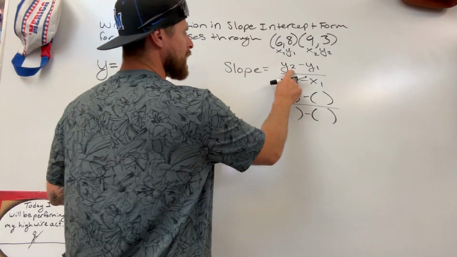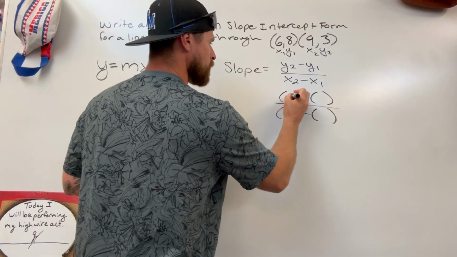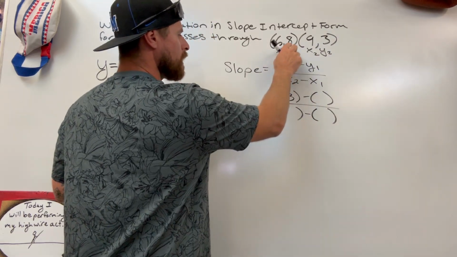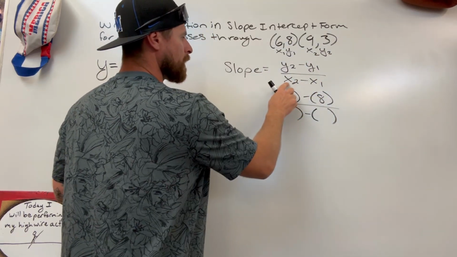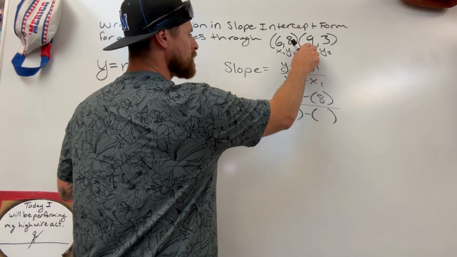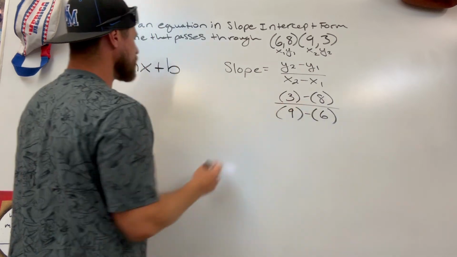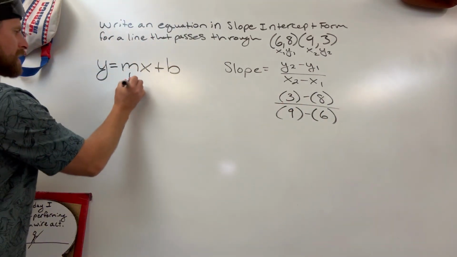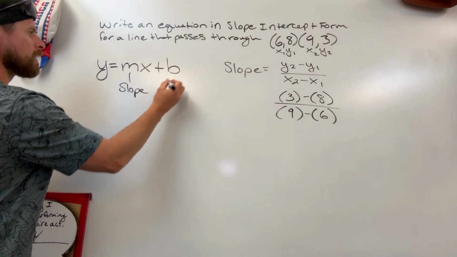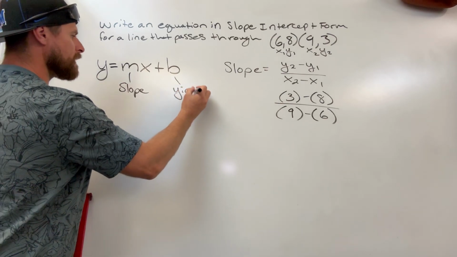So what is my y2? My y2 is a 3. So we're taking 3 and subtracting y1, which is an 8. And then down on the bottom, x2 minus x1. So x2 is a 9 minus x1, which is a 6. And this is going to give me the number that goes in for m because m is the slope. B is our y-intercept. We'll find that in just a second.